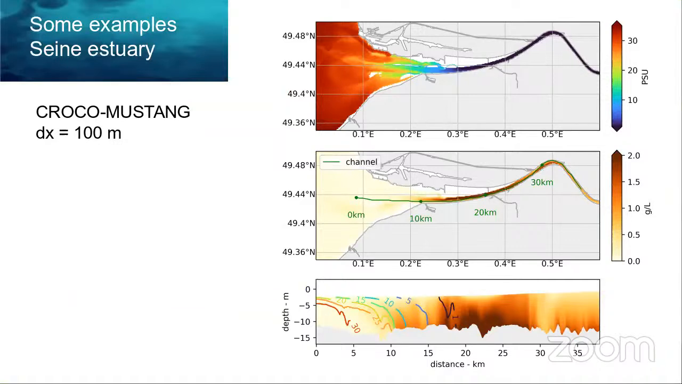There is also a heuristic application related to estuary. Also, thanks to Solène, it's a CROCO Mustang application. The resolution is 100 meters. For people who don't know, this is the Seine, a river. The river that passes through Paris.